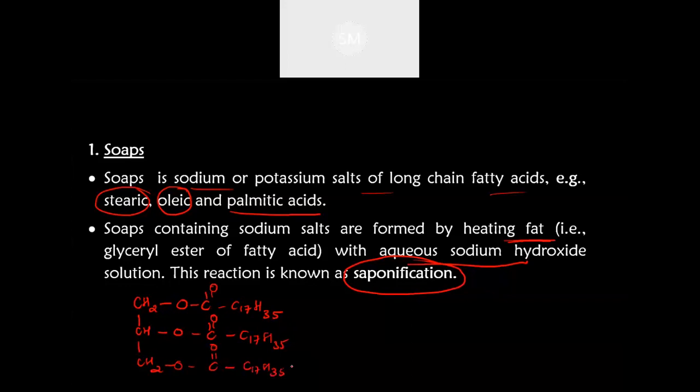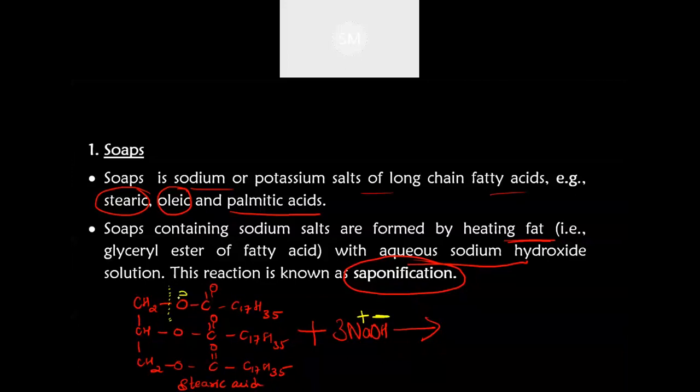This ester is of stearic acid, which is hydrolyzed with, since 3 are there, 3 molecules of NaOH. After hydrolysis, you can break them down over here, this region. If I break this down, it will give you C17H35COO, this Na is there. Now this also I'll break down: Na plus and OH minus.